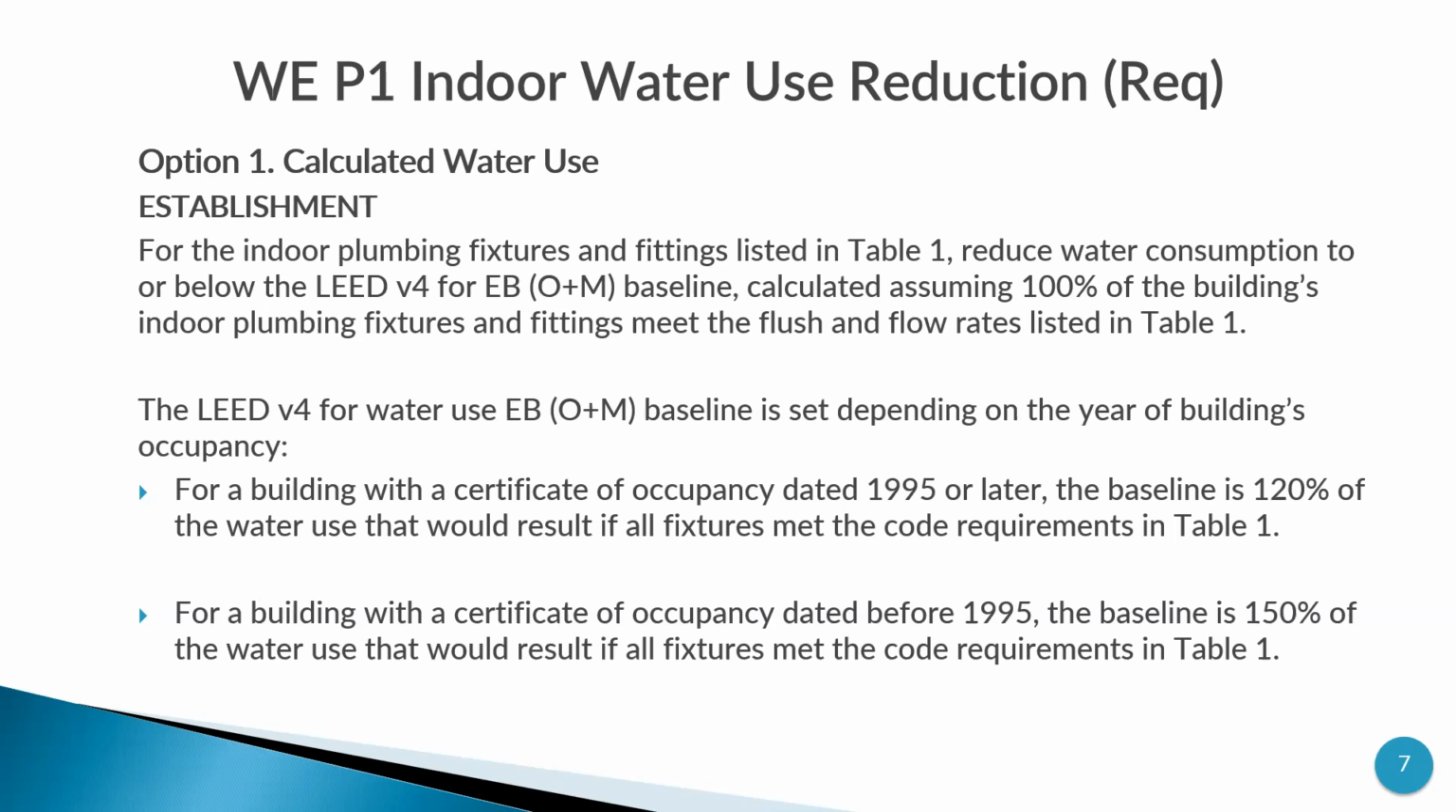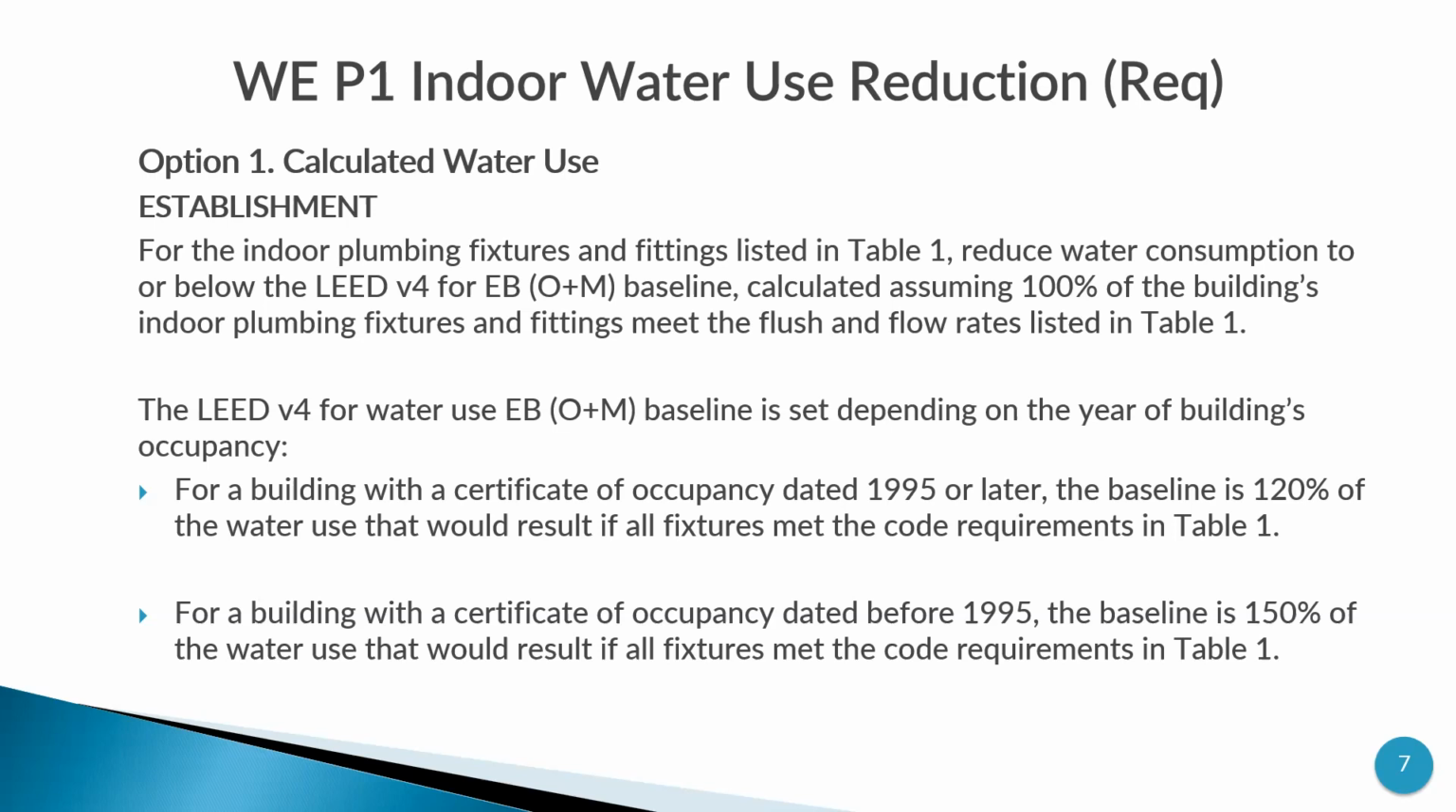Baseline is calculated assuming 100% of the building's indoor plumbing fixtures and fittings meet the flush and flow rates. One tricky part we need to understand is that when the question is all about the prerequisite, the answer is that all the plumbing fixtures and fittings must meet the flow rates, in simple terms. This is the hint. The LEED v4 for water use, existing building operation and maintenance baseline is set depending on the year of the building's occupancy.